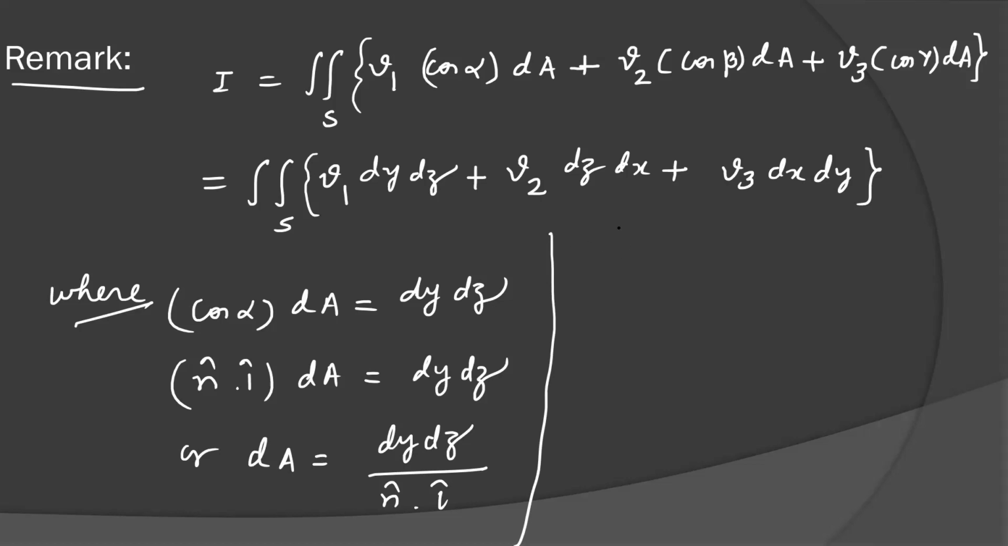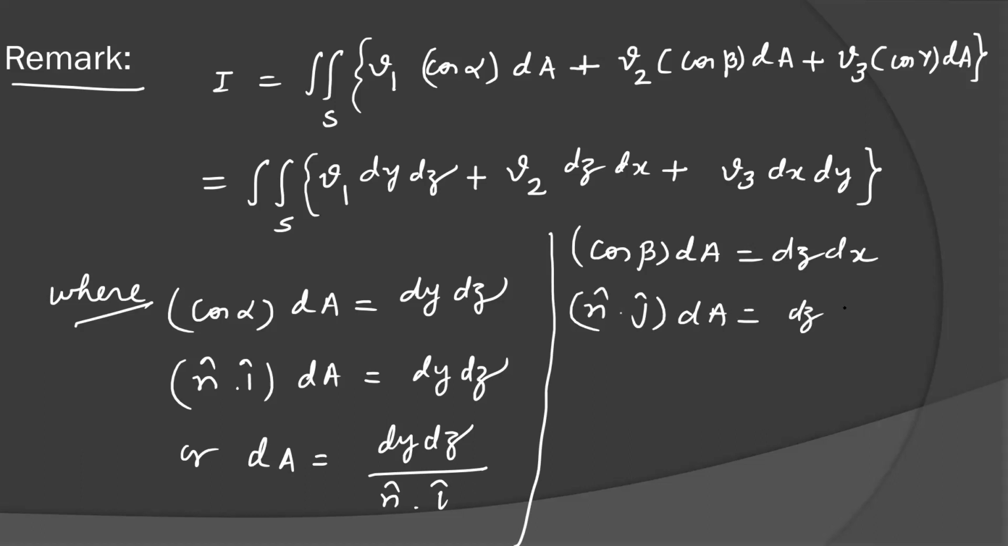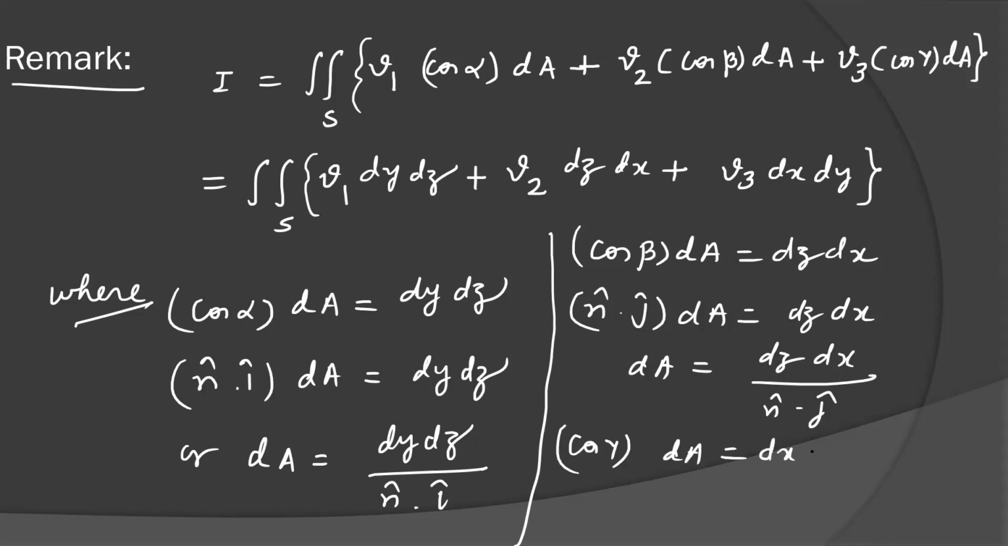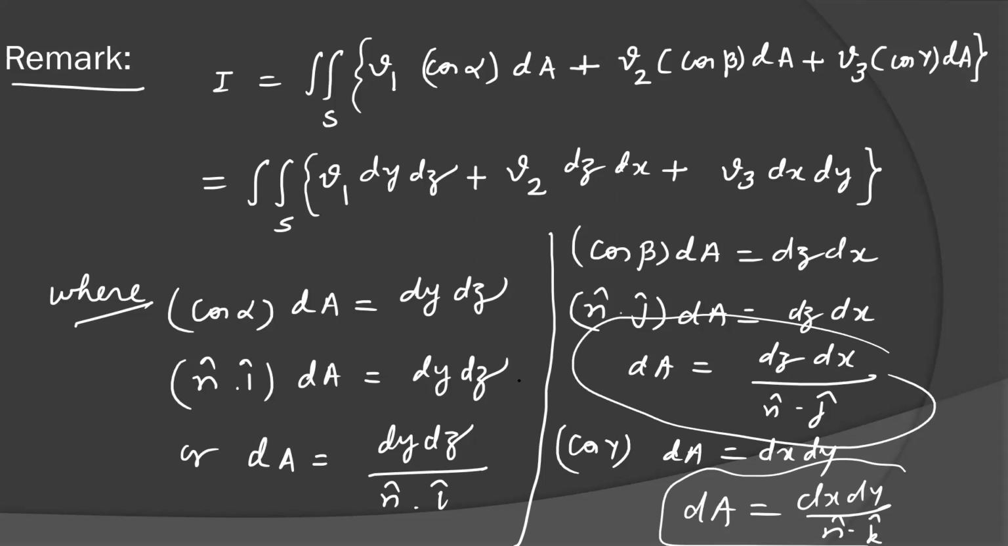And cos beta into dA is replaced with dz dx, and it is equal to n dot j cap dA is equal to dz dx. So dA will be dz dx over n dot j. If you take another projection similarly, cos gamma dA is equal to dx dy. So dA will be dx dy over n dot k cap. So these are very, very important results, how you can take the projection on the YZ plane, ZX plane and XY plane.